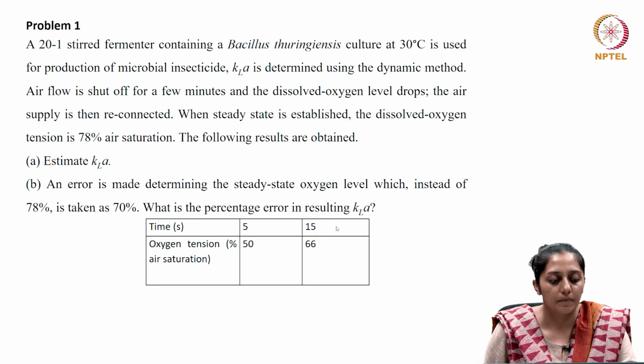So the first problem says that there is a 20-liter stirred fermenter which contains the bacterium Bacillus thuringiensis culture at 30 degrees C, and it is being used for the production of microbial insecticide. So the volumetric mass transfer coefficient, which is given here as KLA, is determined using the dynamic method, which means, if you remember, the culture is present in the reactor and they are trying to find the volumetric mass transfer coefficient.